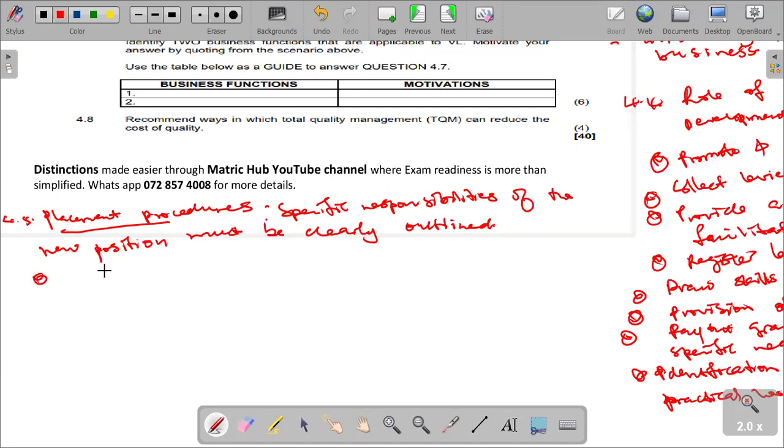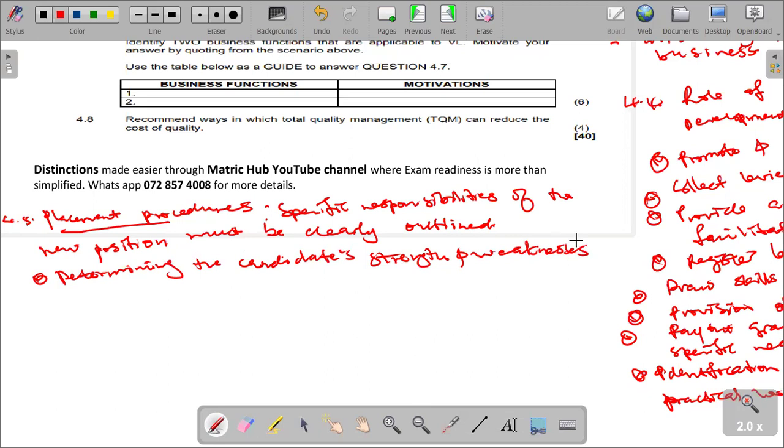Determine the successful candidate's strengths and weaknesses. That is supposed to be done, which can be done through psychometric testing in order to check the candidate.